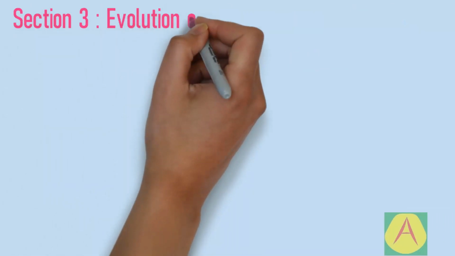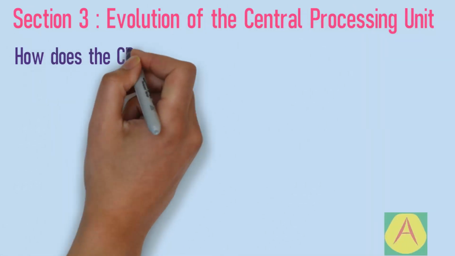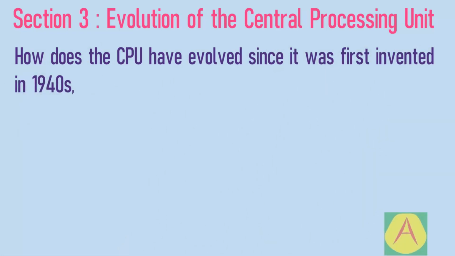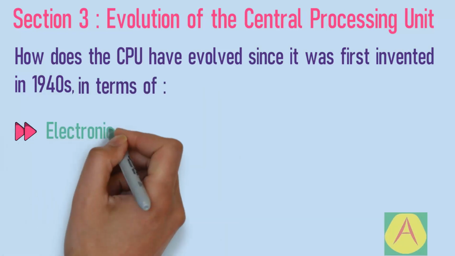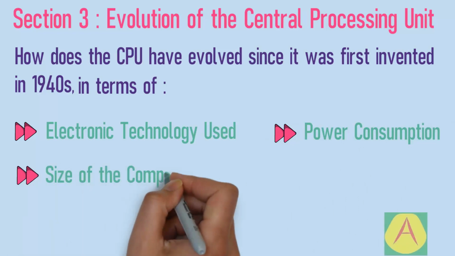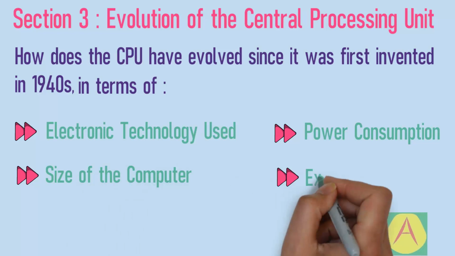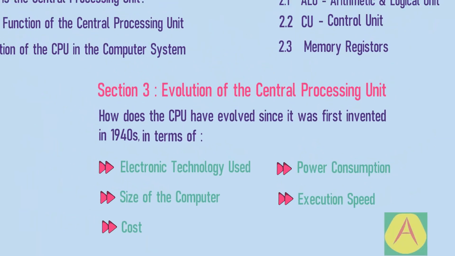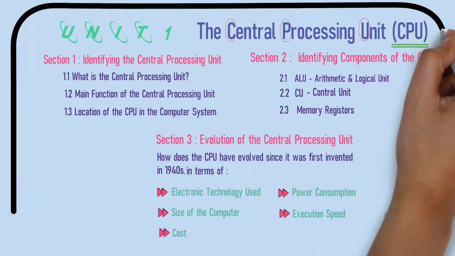Section 3, evolution of the central processing unit. That is, how the CPU has evolved since it was first invented in the 1940s in terms of electronic technology used, power consumption, size of the computer, execution speed, that is how fast the CPU can process data, and finally the cost. This is the summary of Unit 1.